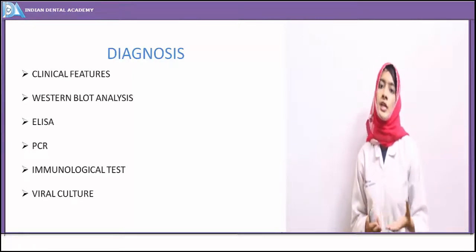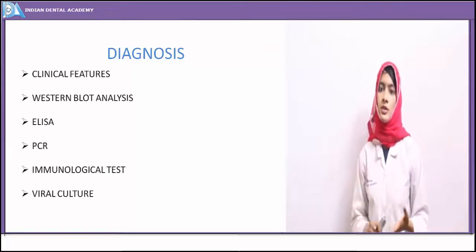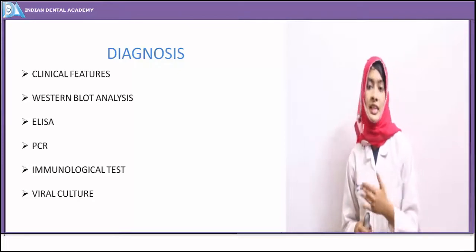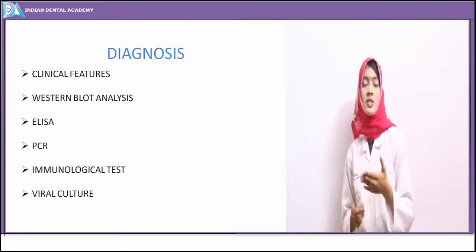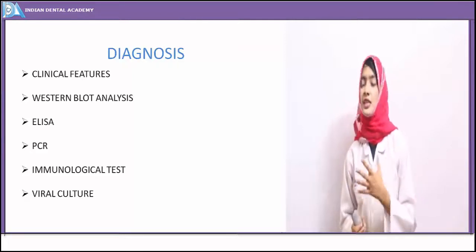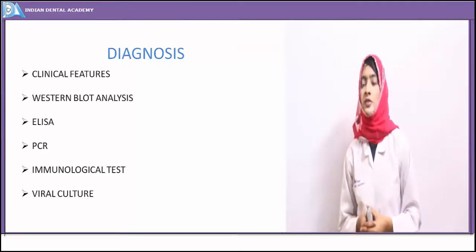The envelope proteins are present. There is the GP120 or the GP41 proteins. These appear as bands on the test. So the presence of these bands, appearance of 2 or 3 bands, gives the diagnosis of HIV positive infection.